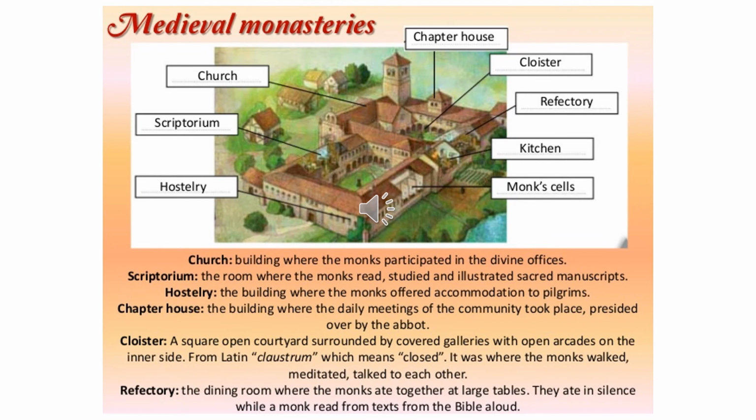means a closed gallery where the monks meditated. And then you have the refectory, which is where you'd have your meals and the cooking. And it's important to keep in mind that the monks ate in total silence. And then you have monk cells. That's where the monks would live in small, very simple cells.